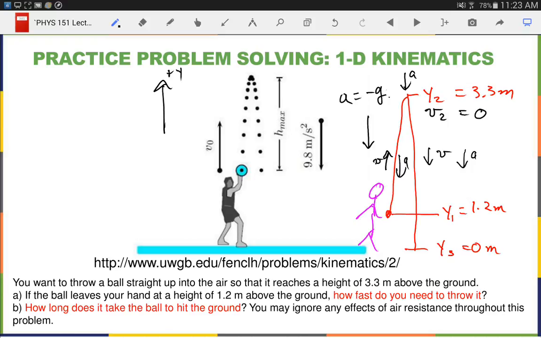The only thing that's added in Chapter 3 that I didn't go over is independence of motion. Horizontal motion is completely independent of vertical motion. And so when you have a two-dimensional problem, you just have 2 problems. One's the horizontal problem, one's the vertical problem. The vertical problem you do just like this. For the horizontal problem, the acceleration is 0.